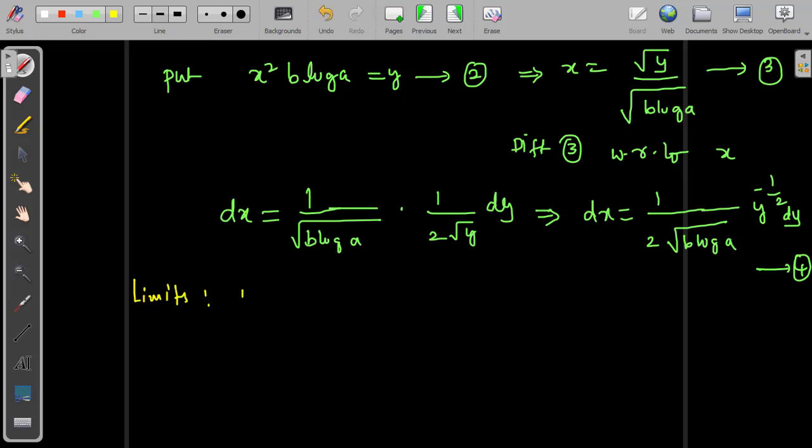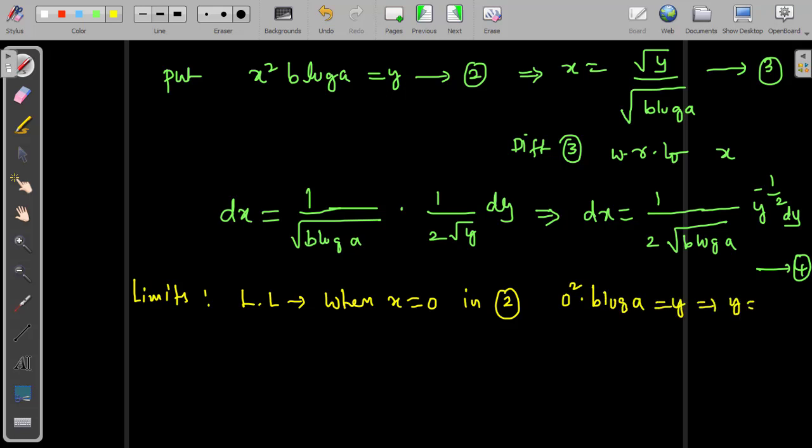Limits: the lower limit is when x equals 0. I am writing this x equal to 0 from equation 1. Writing x equal to 0 in equation number 2 or 3 is also okay. So let's put x equal to 0 in equation 2. So 0 squared times b log a equals y, which gives y equal to 0.